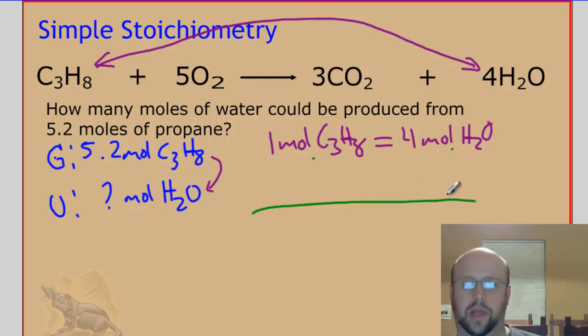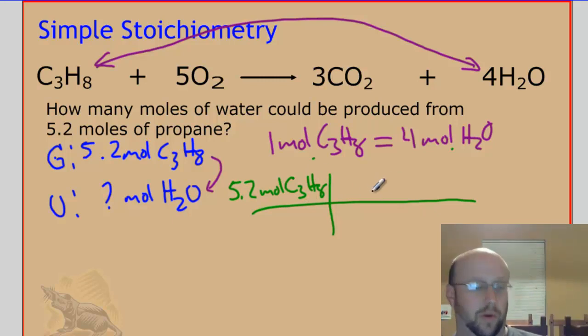And so, like in typical conversion factor format, start with my given. It always goes in that first box. Make sure you label everything because everything's in moles. If I don't label it, I don't know what moles I'm canceling out. So 1 mole of propane down at the bottom.